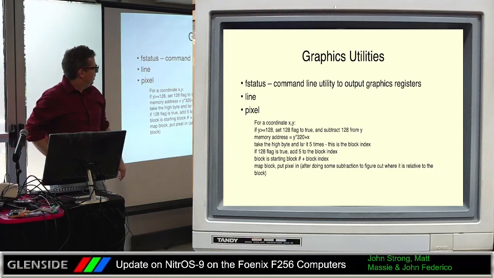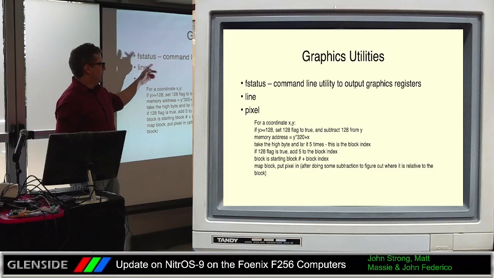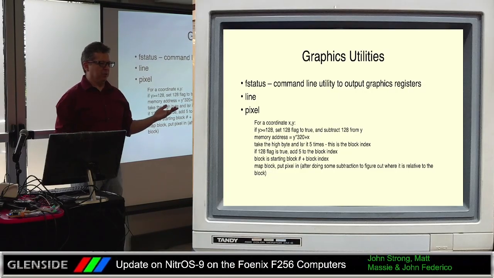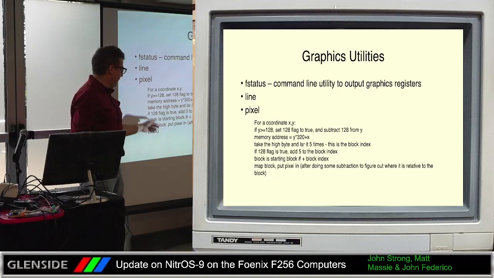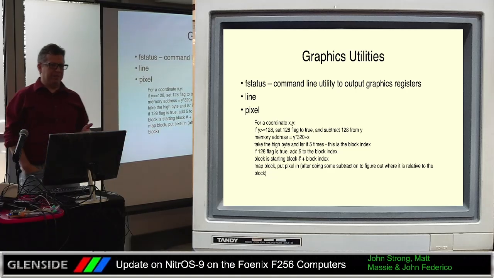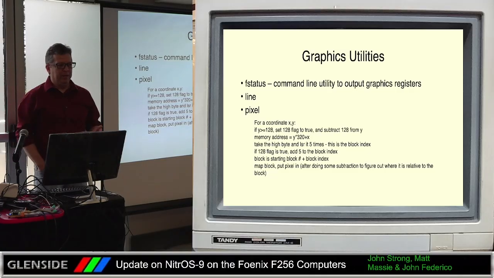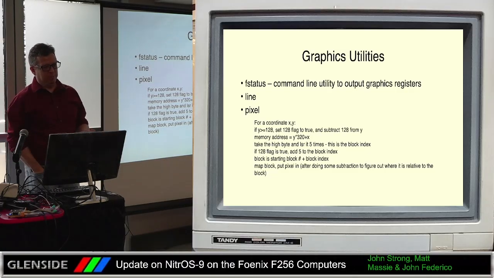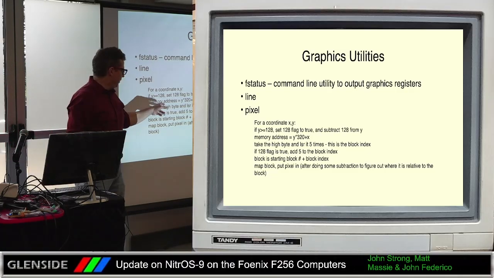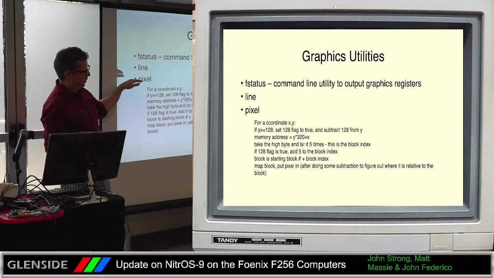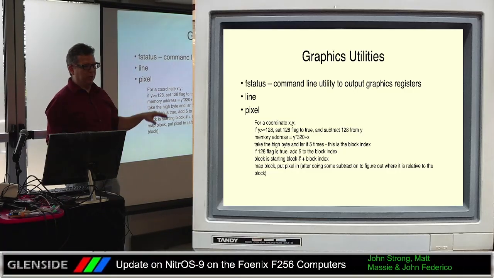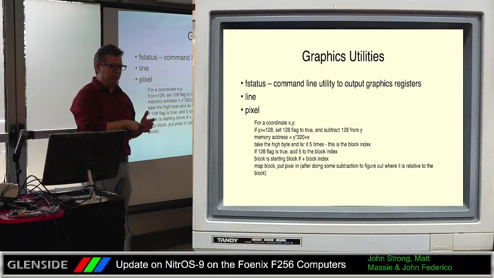Hey, we're back. We've got F status, which is a command line to output the stats to the graphics registers. It's really good for debugging. We've got a line command and a pixel command. The only reason I put this here is I came up with a more complicated algorithm because there are 76,800 pixels on the screen, which is more than a 16-bit value. So I came up with this way of dividing it in half, because at the 5th block it starts at 0 again, so I can get the block number and the offset to map that in and put the pixel on.